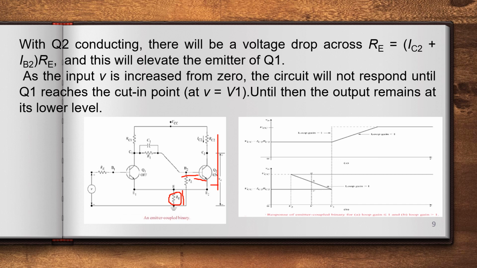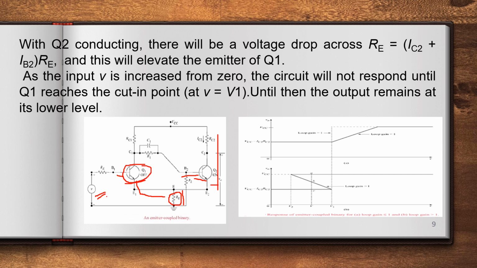So the total emitter current of transistor Q2 flows through the common emitter resistance and makes a drop across RE. This is also connected to the emitter of transistor Q1, so this voltage drop across the common emitter resistance will elevate the emitter of Q1. Now, as the input voltage V is increased from 0, the circuit will not respond until Q1 reaches the cut-in voltage. Suppose you want to bring transistor Q1 into conduction, how much voltage is required?